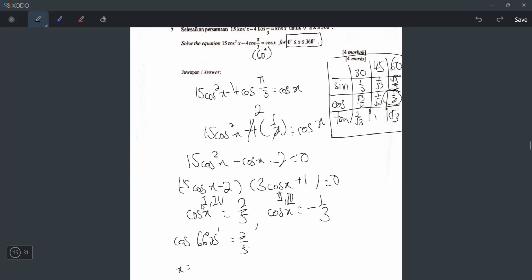I need to convert this to the first quadrant and fourth quadrant. And the first quadrant is just, you just start in. The fourth quadrant will be 360 minus 66 degrees 25 minutes. And I got 293 degrees 35 minutes. Okay. That's it. Done already.